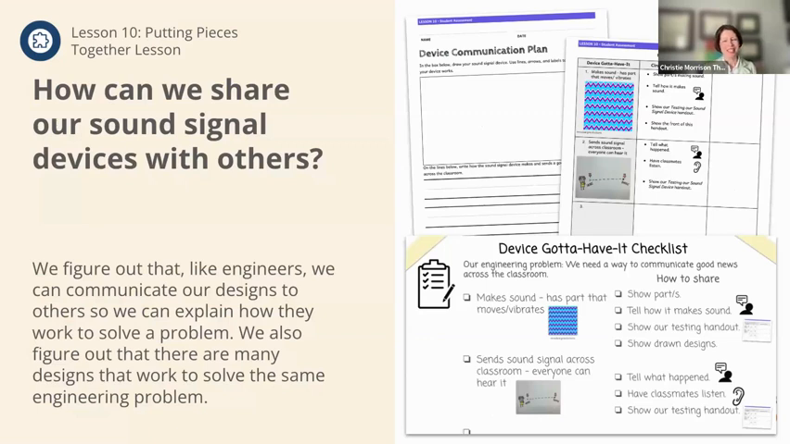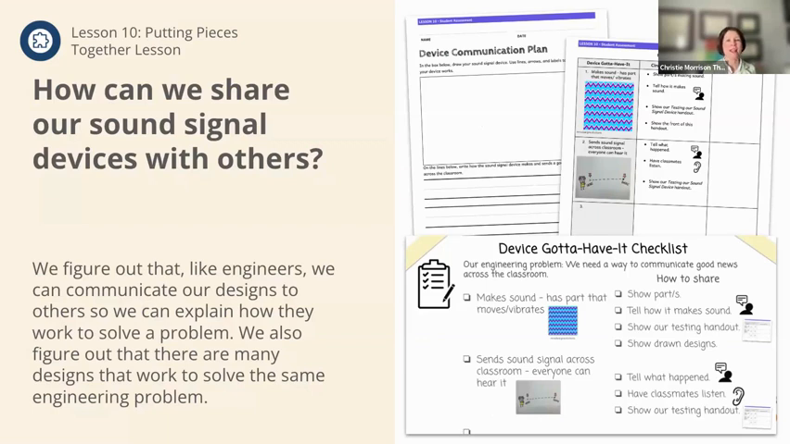In the final Putting Pieces Together lesson, we want to share how our sound signal devices work with our classmates. We return to our book to find out how engineers share their designs. Then we use our Device Gotta Have It checklists to plan to communicate about our devices. We use the checklist to help us decide that we should show or share how our device makes sound and has a part or parts that vibrate. And we should show and share how our device sends a sound signal across the classroom so everyone can hear it.